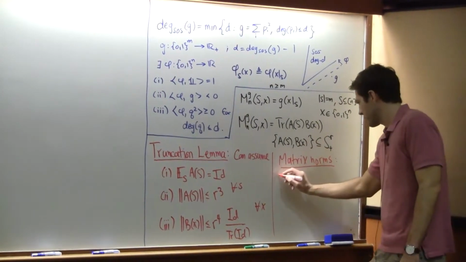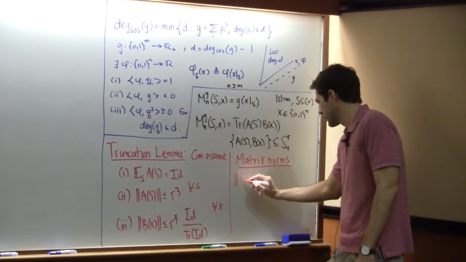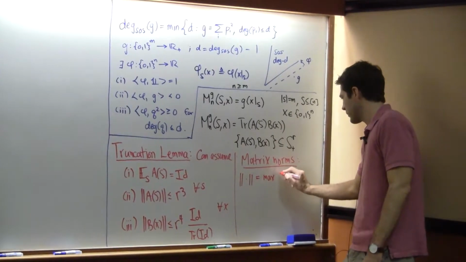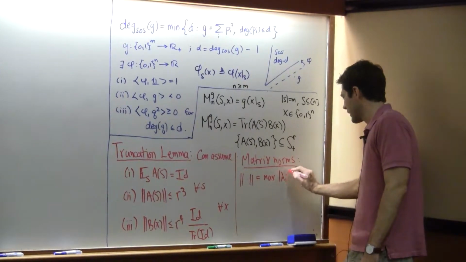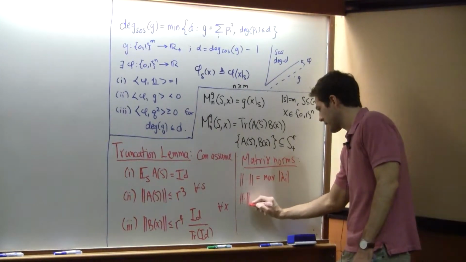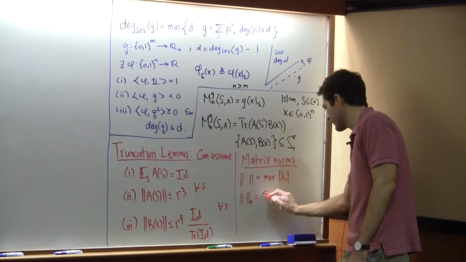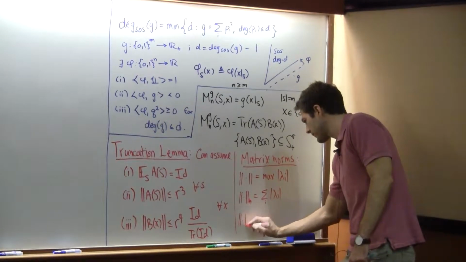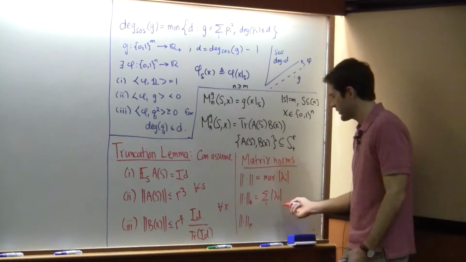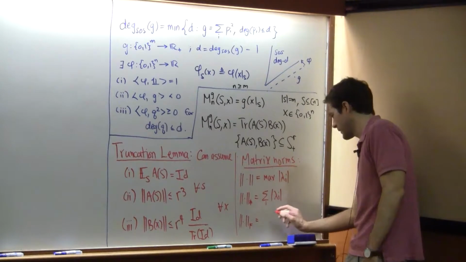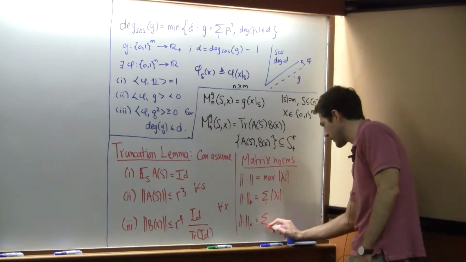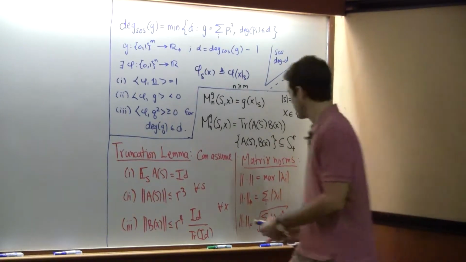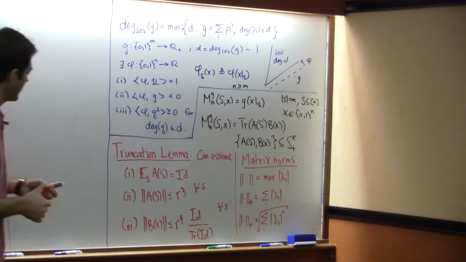And the matrix norms that we're going to deal with are the operator norm, which is just the maximum eigenvalue, the trace norm, which is the sum of the absolute values of the eigenvalues, and the Frobenius norm, which is the L2 norm of the eigenvalues, and also, let's just write it, L2 norm. Those are the matrix norms that we're going to see.